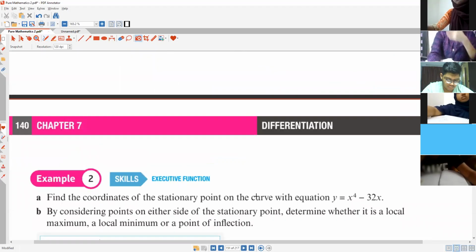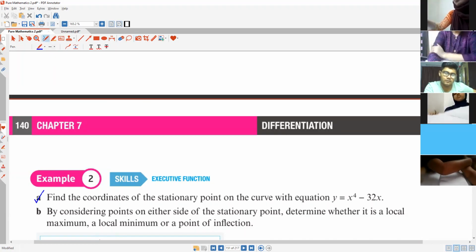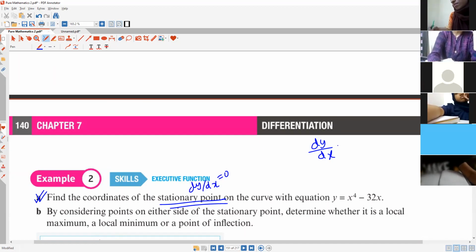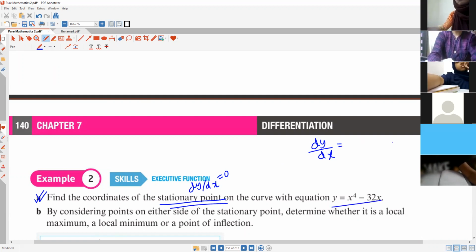First of all, they said find the coordinates of the stationary point. So what will you do with the stationary point? First thing, do dy by dx, because they said find the point of the stationary point. The word stationary point means dy by dx equals 0. That's what stationary points mean. I just taught you that. So first find dy by dx, then set it equal to 0 and find the x value, and substitute that x value here and find the y value. That's how you get the coordinates. Please do it. I'll pause the recording and send me a picture.